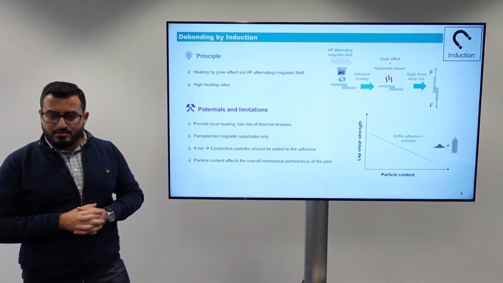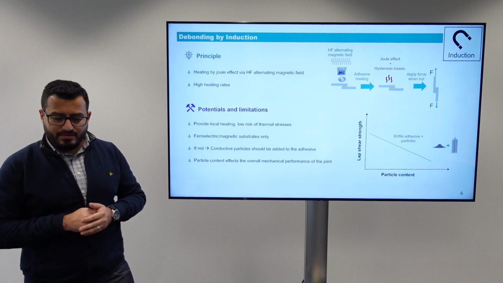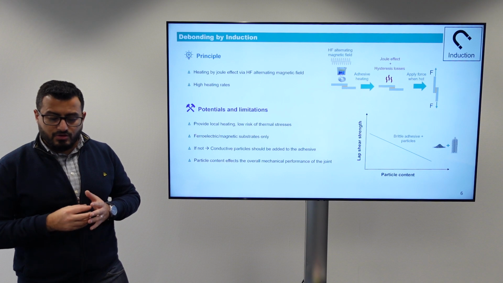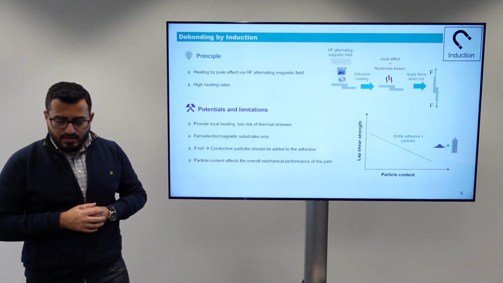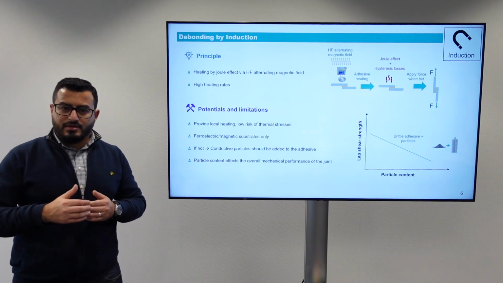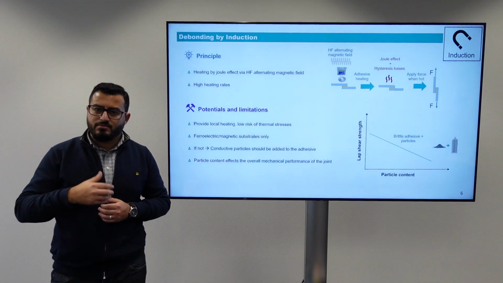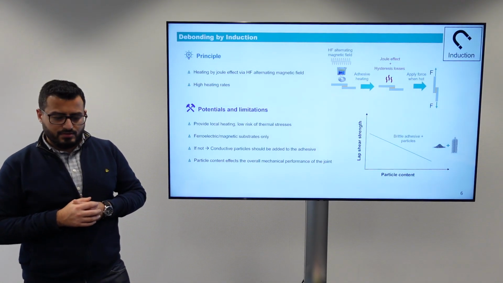Debonding by induction is done by exposing the joint to high intensity alternating magnetic field, which heats up the adhesive by combined effect of Joule effect and hysteresis losses. And this heating can be done also to a temperature above the glass transition temperature, and then by applying force you can debond your substrate.